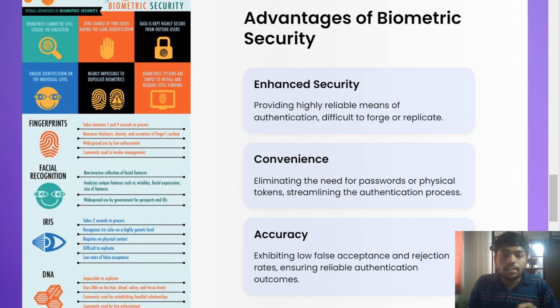Next, accuracy. Biometric authentication systems typically exhibit low false acceptance rates and false rejection rates, leading to more accurate and reliable authentication outcomes. This accuracy ensures that authorized individuals are granted access while minimizing the risk of unauthorized access.